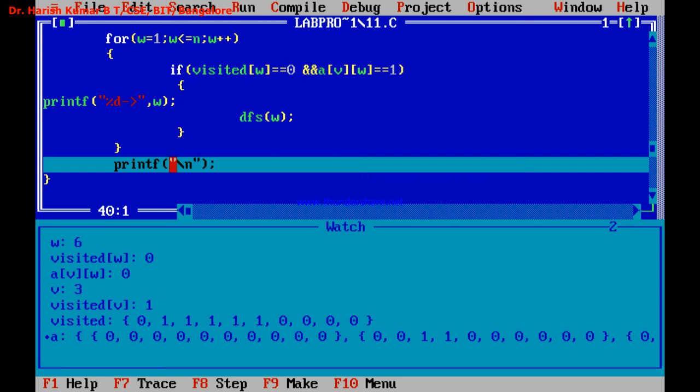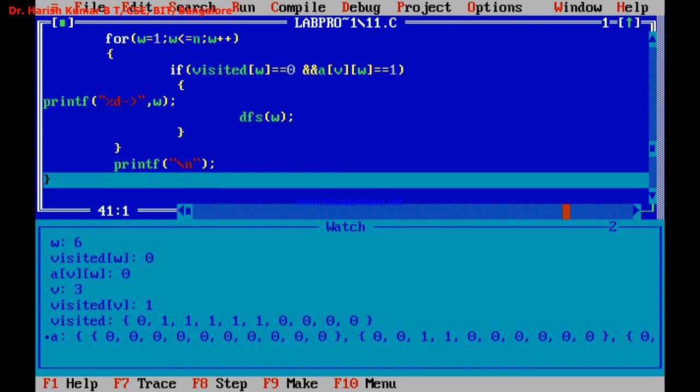And how many new lines will it print? See, how many times was this DFS called? It was called 5 times, and this new line also gets printed 5 times. You can just observe.